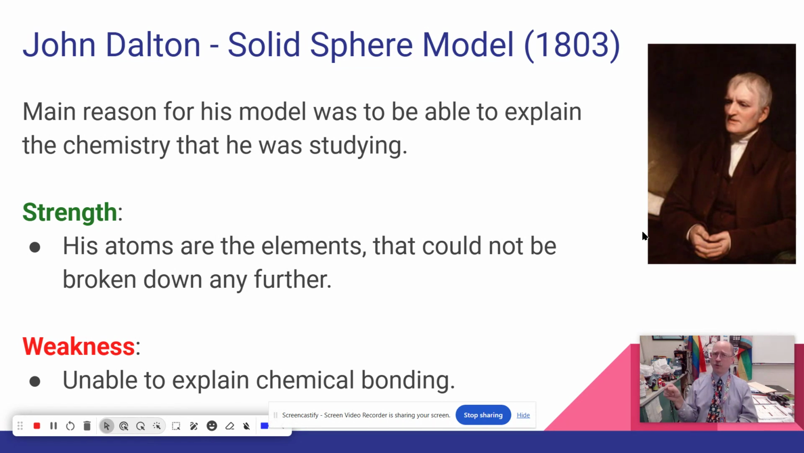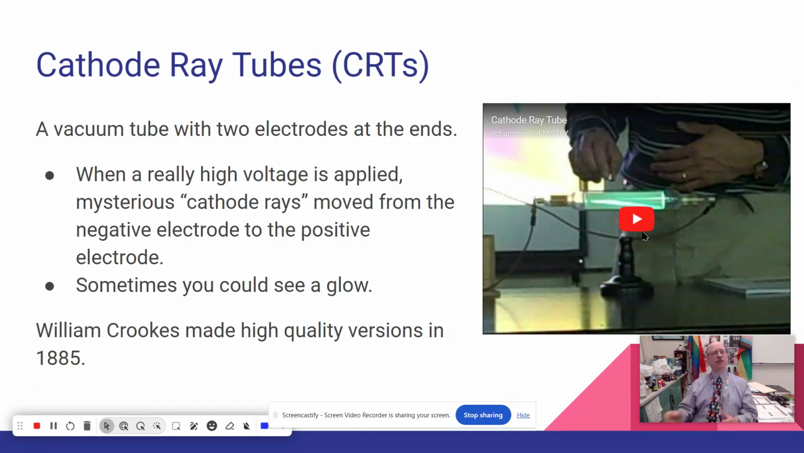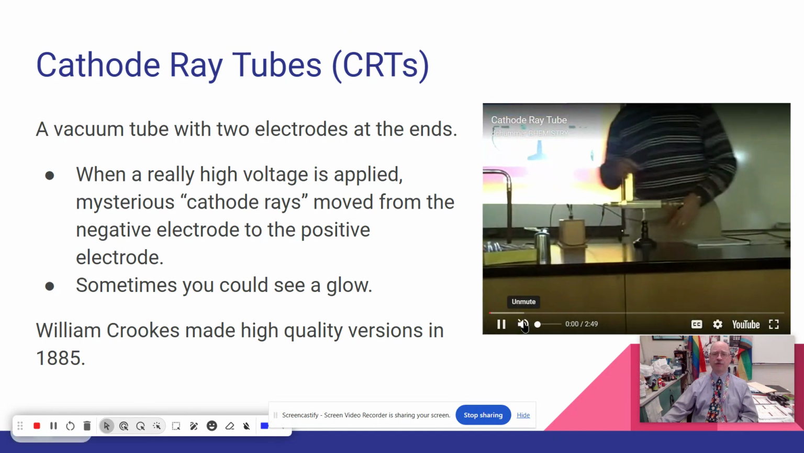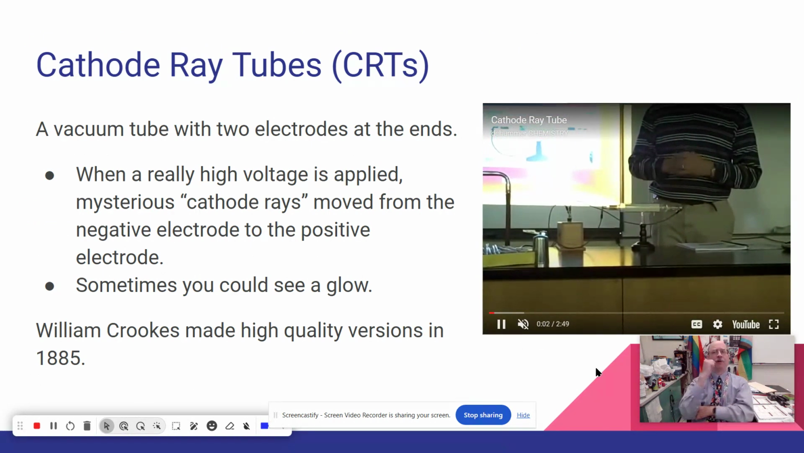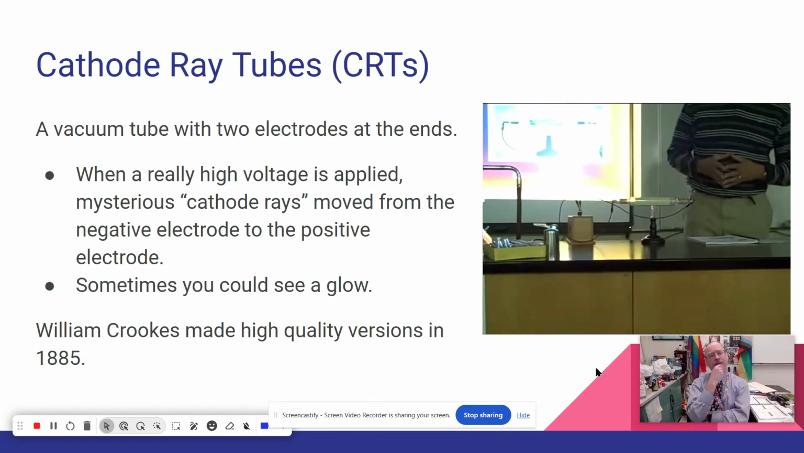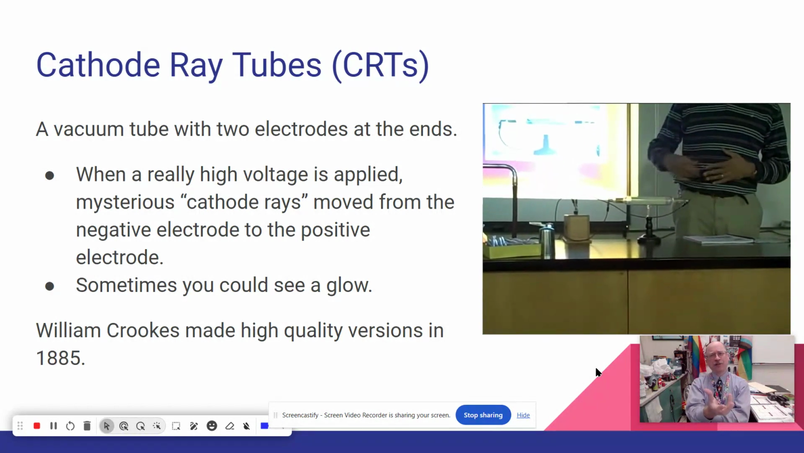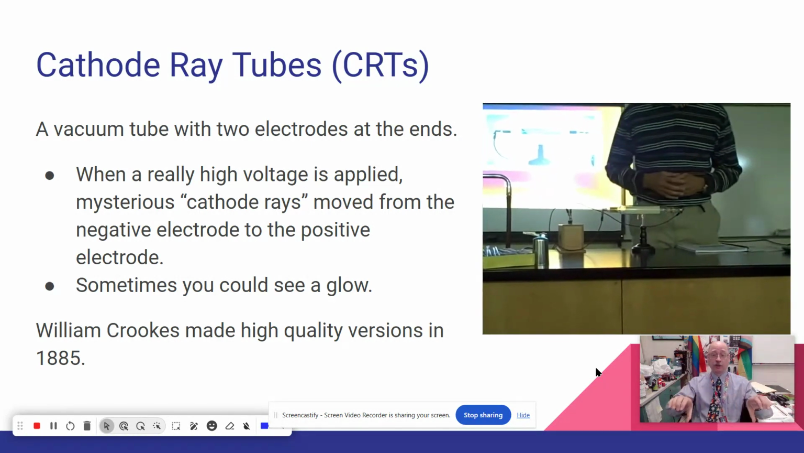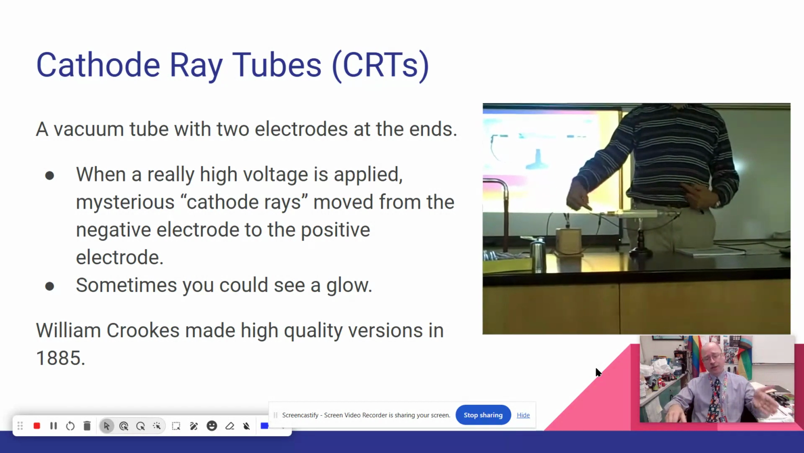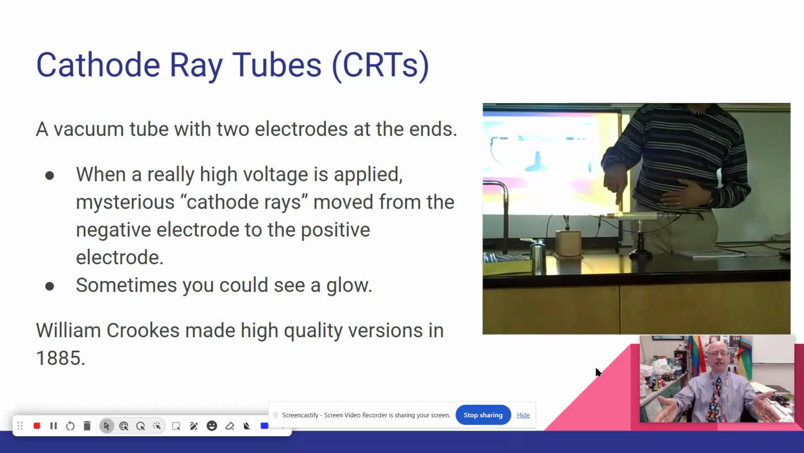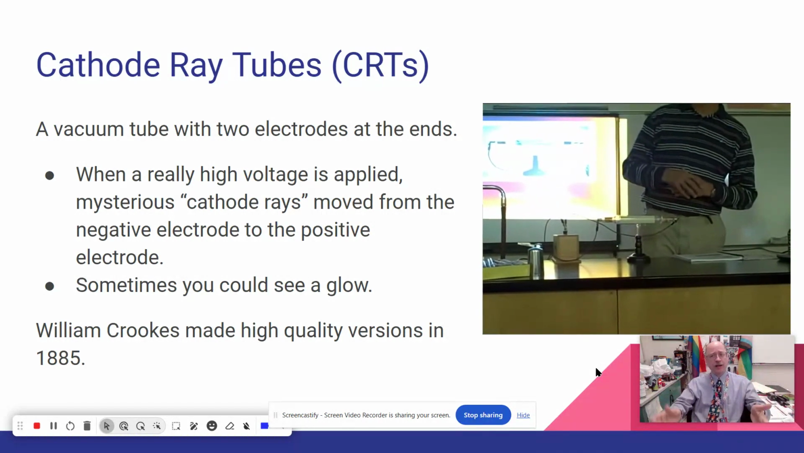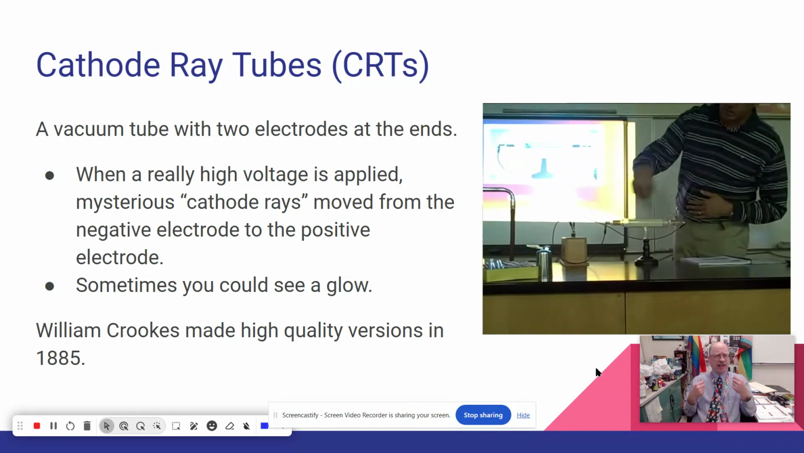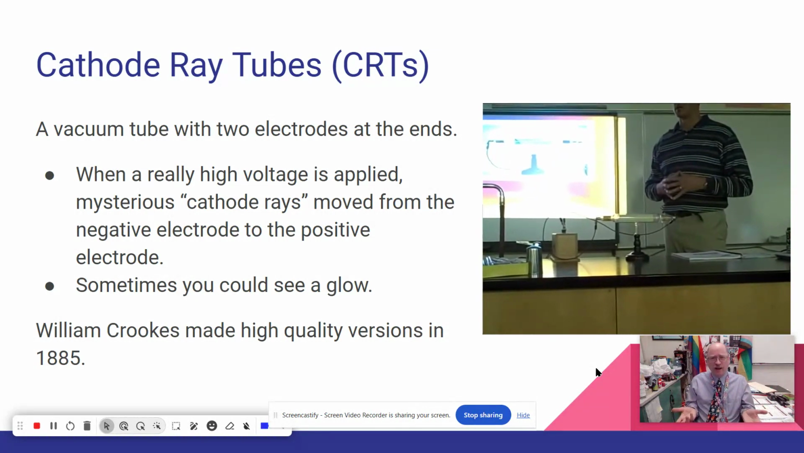Now, again, before we get to J.J. Thomson and his stuff, we do have to talk a little bit about cathode ray tubes. And I'm going to start this running while I'm talking, just so you can keep an eye on that. So cathode ray tubes were this idea of building a vacuum tube and putting plates at either end. One of them is going to be negative and one of them is going to be positive. And you just zap them with a really high voltage.